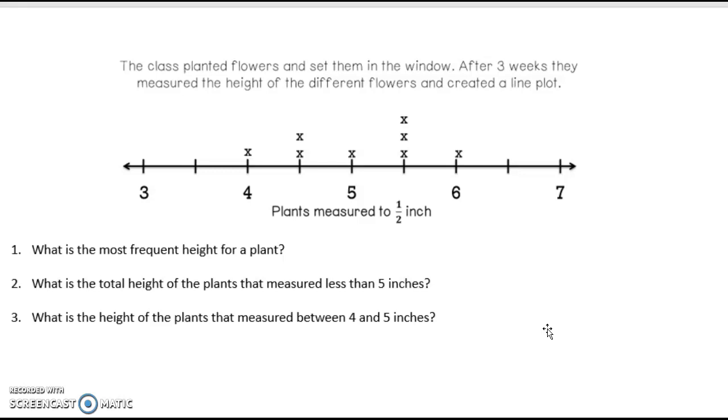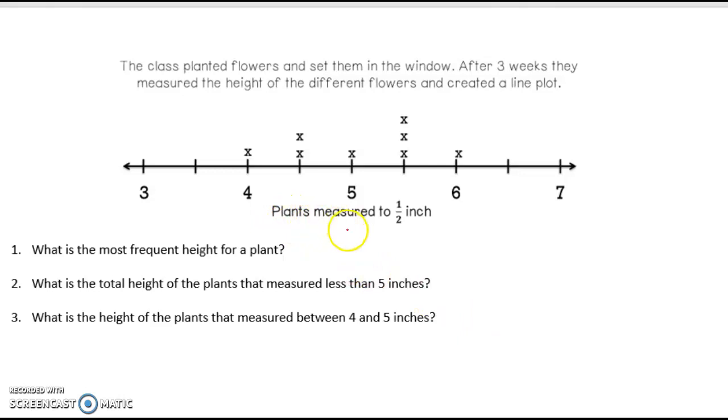So here's our first line plot today. Let's look at the title of our line plot. The class planted flowers and set them in the window. After 3 weeks, they measured the height of the different flowers and created a line plot. Right away when I look at this line plot, what's jumping out at me is that some of the measurements are missing. There is no measurement here, no measurement here, no measurement here, and no measurement here.